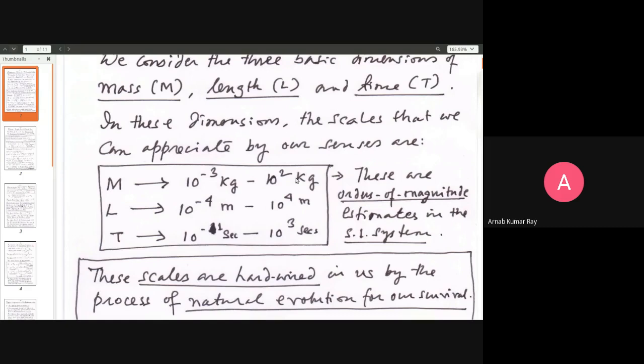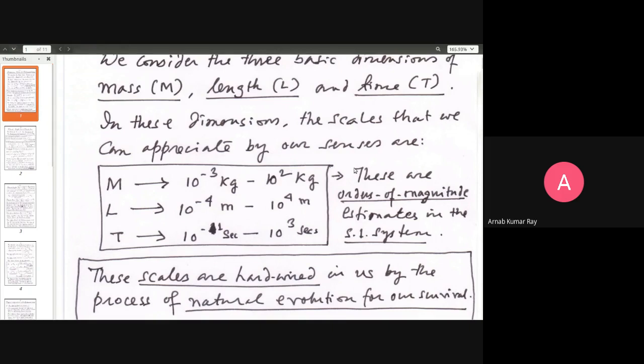And similarly, nature has not designed you to probe scales of mass on very large scales. By the application of your senses, you have been designed by nature to understand the difference of masses going from 10 raised to minus 3 kg, which is about 1 gram, to about 100 kilogram. So 10 raised to minus 3 kg to 10 raised to 2 kgs. So that is the scale of nature in the mass dimension that you are able to access or appreciate.